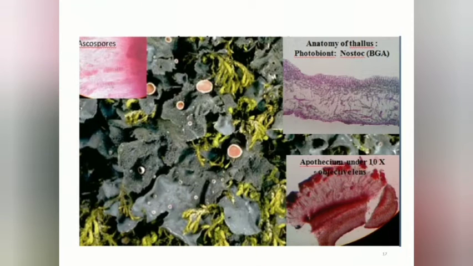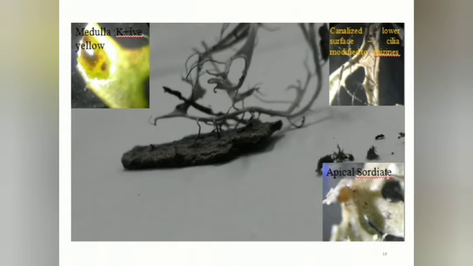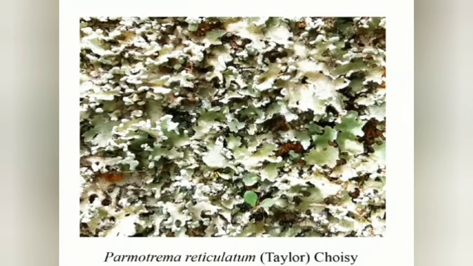You look at here, this is a Leptogium species. It contains cyanobacterium in its thallus for nitrogen fixation. And look at this. This is Heterodermia leucomelas, a canaliculated foliose type of lichen, where cilia are modified into rhizines. And this is Parmotrema reticulatum, where the soredia are found.